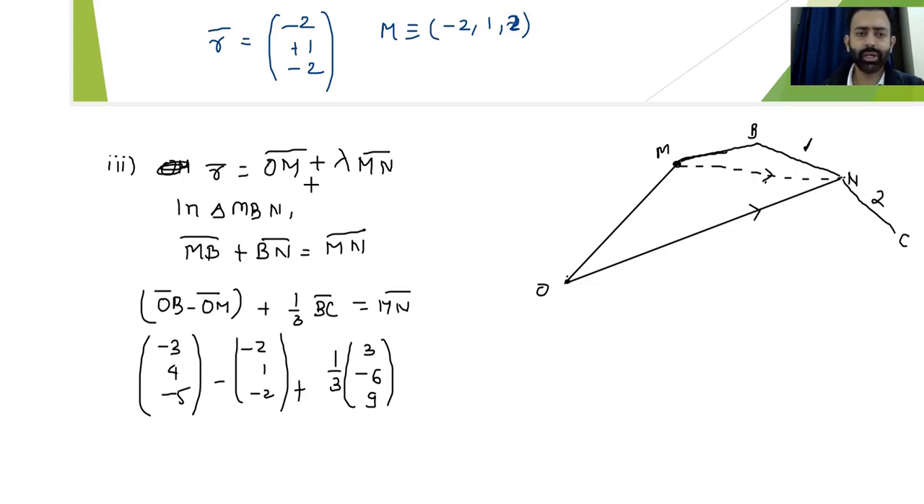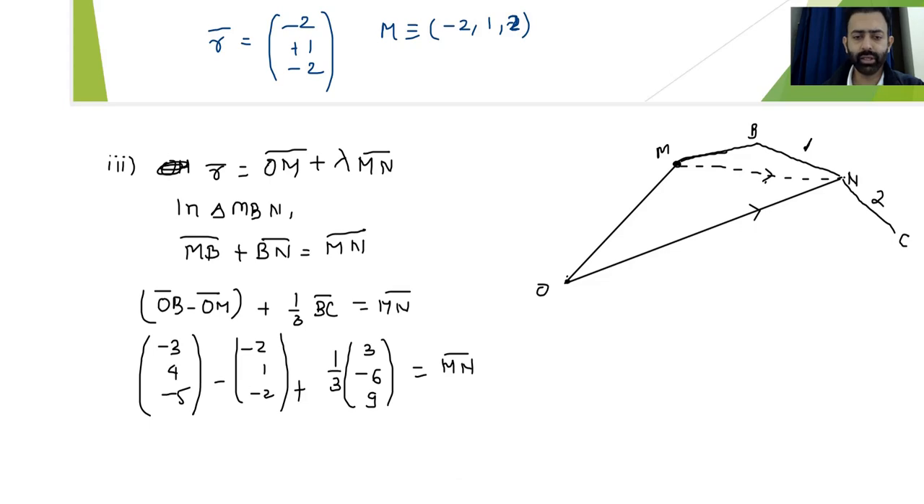Right, now I have to find out OM. So OM we already know. This is the position vector of M, which is -2, 1 and 2. And MN, in order to find out MN, I have to find MB and BN. So MB plus BN will give you MN. So in applying triangular law of addition here, I have written MB plus BN is equal to MN. Right, now MB is OB minus OM. So this is your MB plus 1/3 of BC, which is C minus B. Right, this is your vector MN.